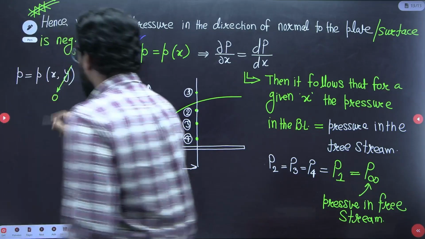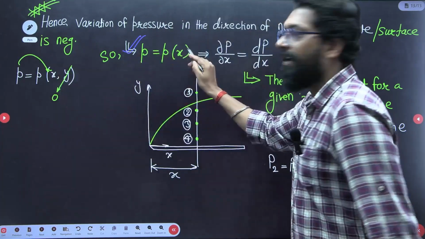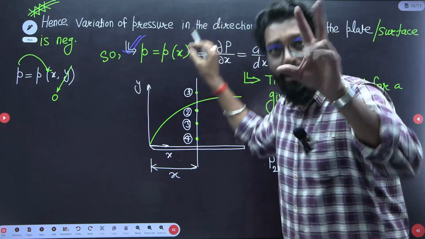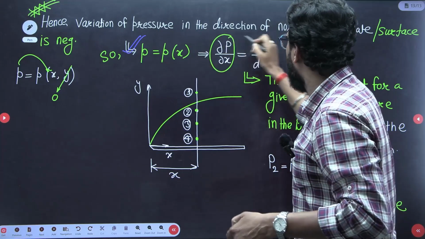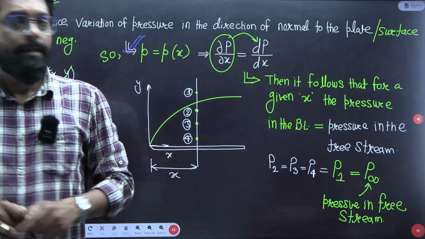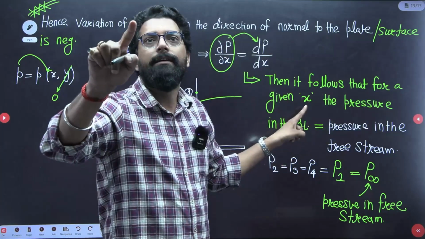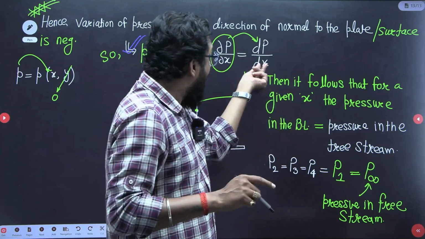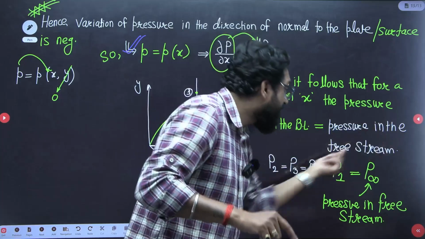So if the pressure is not a function of y, then pressure is a function of only one direction, which is the x direction. That means what is the dou p over dou x? Exactly, it is dp over dx. Then it follows that for a given x, the pressure in the boundary layer is equal to the pressure in the free stream.